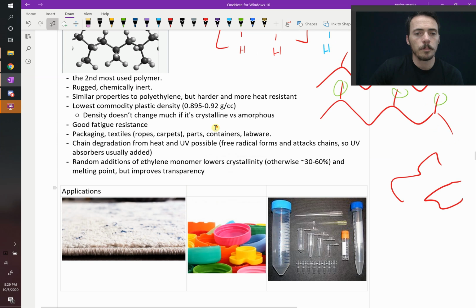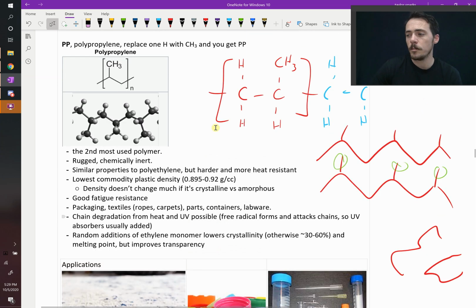So this is polypropylene. Again, it's a material that is all around us all the time, and if you've seen the PP on the recycle symbol, that little triangle with the PP next to it, that's polypropylene.